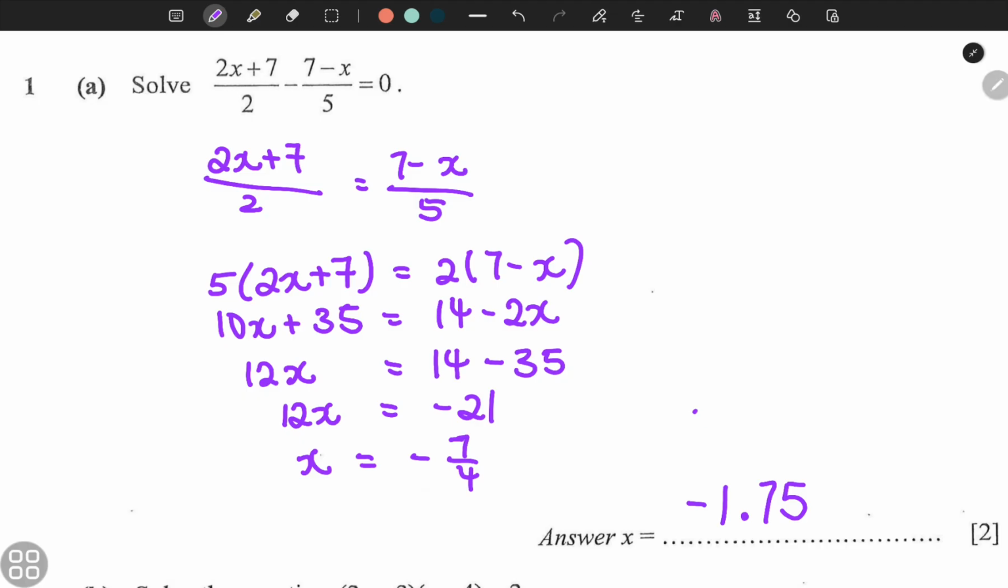So I repeat, negative 7 over 4 is accepted, negative 1.75 is accepted, negative 1 and 3 over 4 is also accepted. These are just different ways to express the same thing.